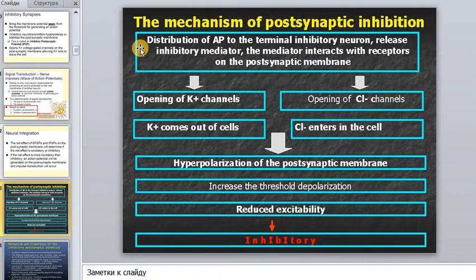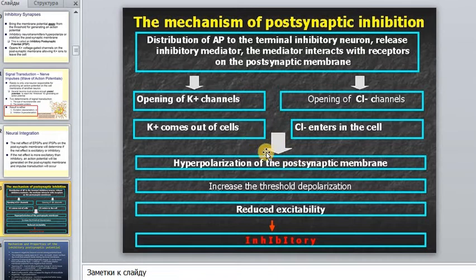What we have is the distribution of the action potential to the terminal of the inhibitory neuron, which releases an inhibitory mediator, a special molecule, as you know. The mediator interacts with the receptors on the postsynaptic membrane in two ways. At first, opening the chlorine channels or opening of potassium channels, and in this case potassium ions come out from the cells, or chlorine ions enter the cells with negative charge.